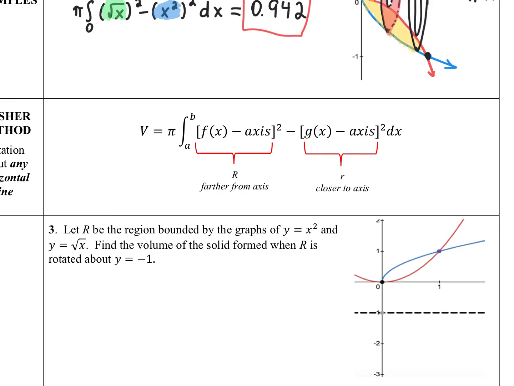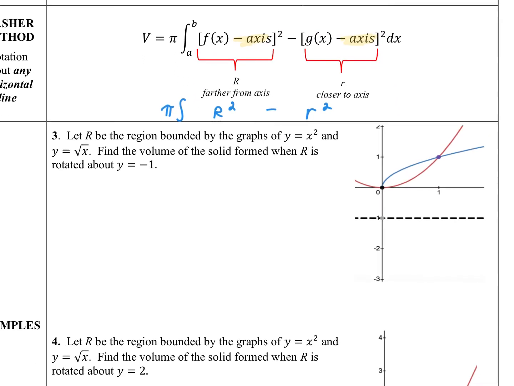And just like I did before, we're going to alter that radius by just subtracting whatever that axis of rotation is from the actual functions. Notice that at this point, this still says pi outer radius squared minus inner radius squared. So I'm still following the format of my washer. Let's take a look at this example right here.